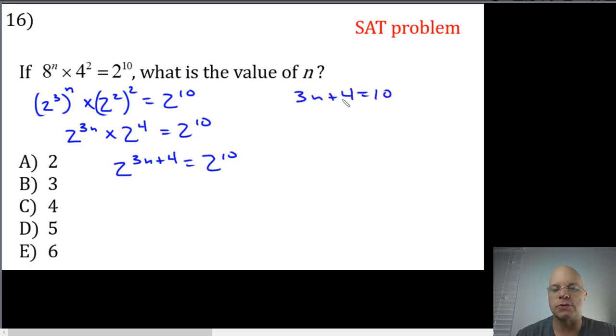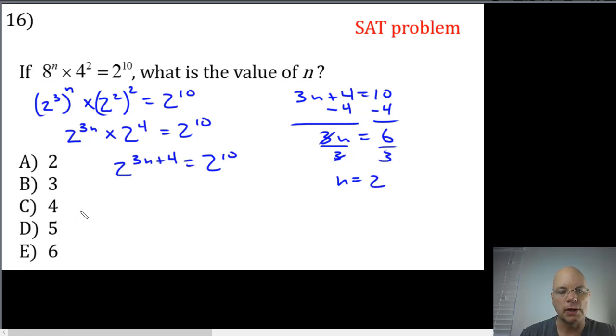Now we have a two-step algebraic equation to solve. So we subtract 4 from both sides, property of equality. That gets rid of the constant, and we get 3n is equal to 6. Then we divide both sides by 3. Property of equality again, so n equals 6 divided by 3, which is 2. So n equals 2. I want to check it, so I'm going to go back to my original equation. 8 to the n times 4 squared equals 2 to the 10th power.